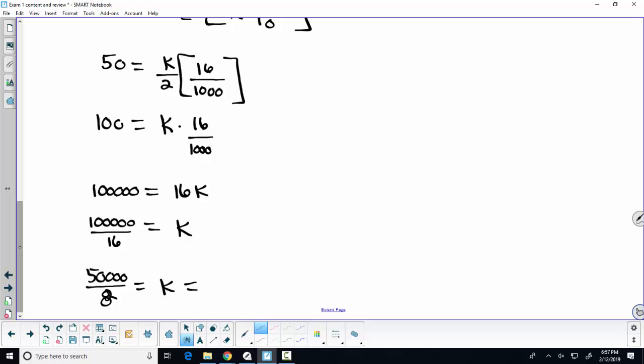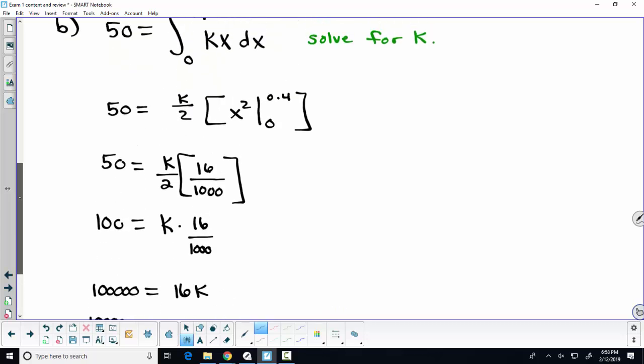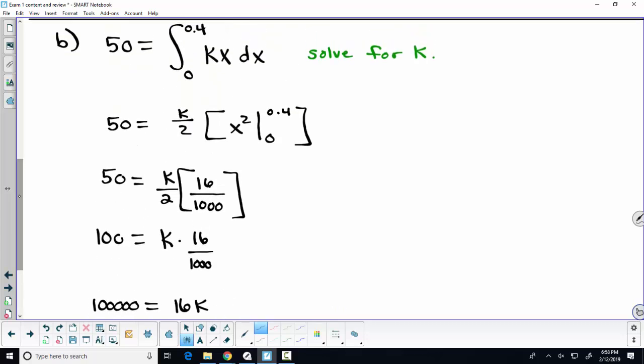By 2 again. I'm just looking for the exact value. 6,250. So that's the spring constant for this particular spring. So just like in the last problem, part A, once we find the spring constant, then we have to look at the integral from 0 to 0.5 of kx dx.